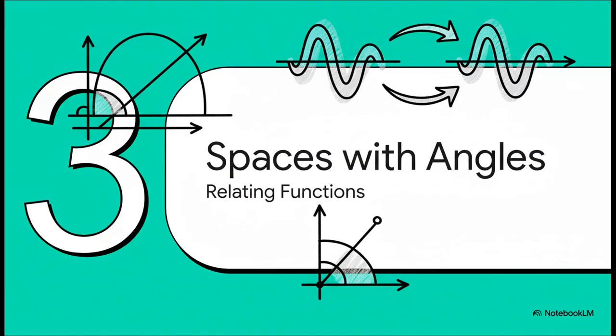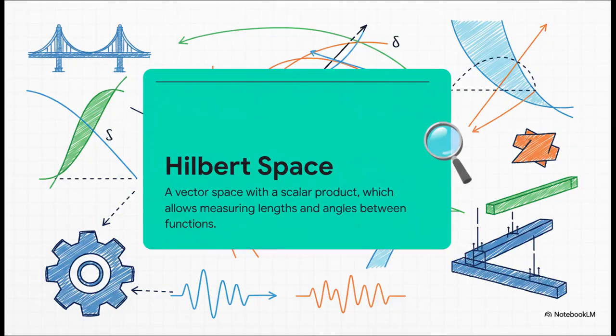We can measure a function's size. But what about the relationship between two different functions? To figure that out, we're going to need a way to measure angles. And that brings us to the Hilbert space. Think of this as our function space, but with a serious upgrade. The killer new feature is a tool called a scalar product, and what it lets you do is pretty amazing. It lets you define the angle between two entire functions.